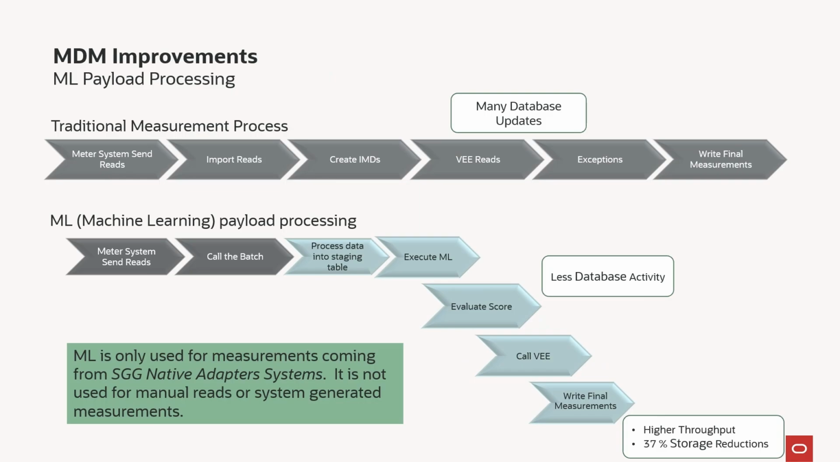ML processing functionally does the same thing as the D1IMD batch control, but it is much faster. This is because there are fewer database inserts and updates, meaning less database commits, resulting in higher throughput. And since we are not creating IMDs for good measurements, the overall database is reduced. ML is only used for measurements coming from an SGG native adapters system. It is not used for manual reads or system-generated measurements.